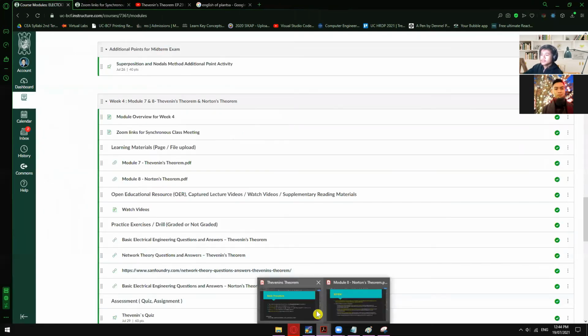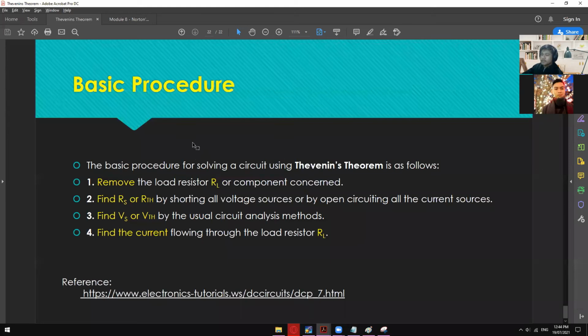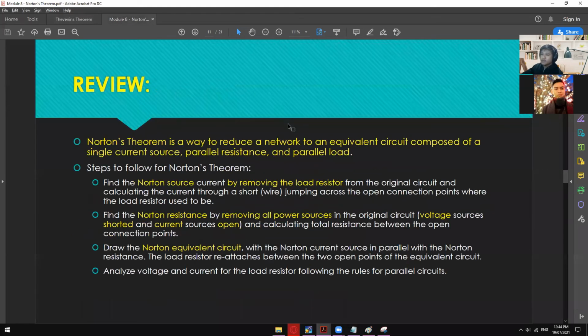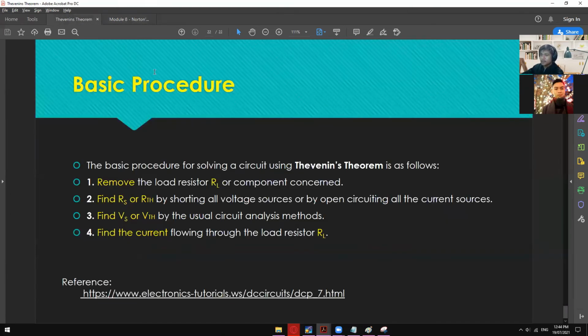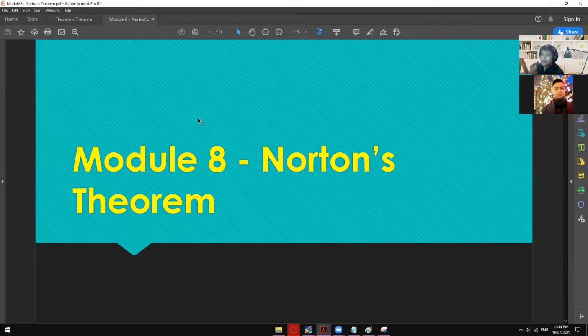If you don't have any more questions about Thevenin's theorem, we can now move on to Norton's theorem, which is module 8. This one is super easy, since learning about Thevenin's theorem is like learning 50% of Norton's theorem already.